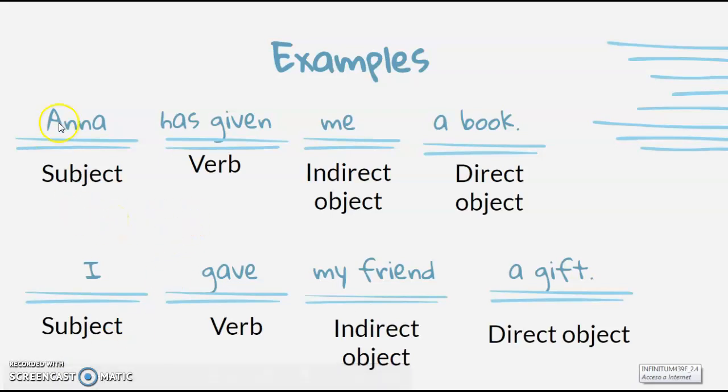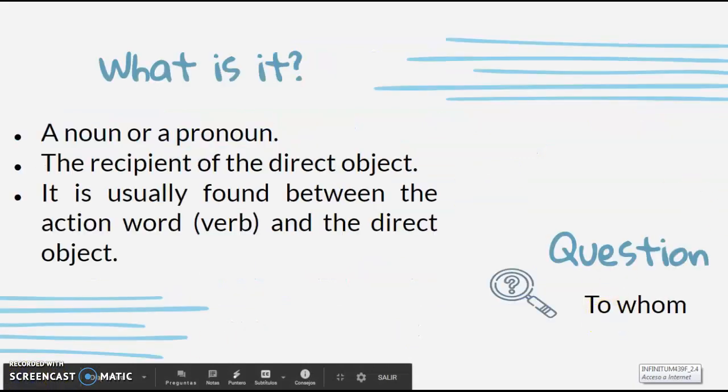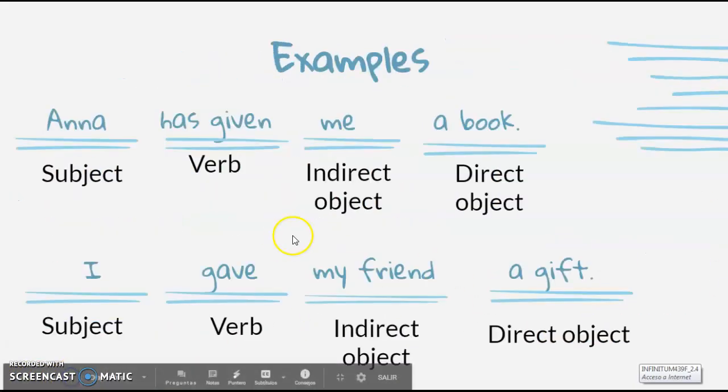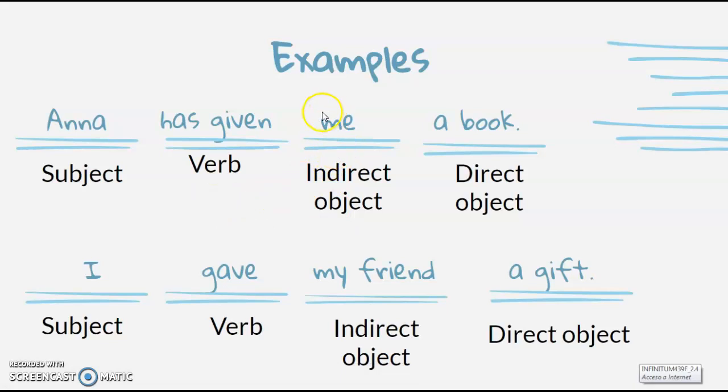Maybe the explanation was a bit complicated, but with the examples you're going to understand very fast. So let's say that we have this sentence. Anna has given me a book. My subject would be Anna. My verb would be has given, right? Remember present perfect? To find the direct object, I would ask the question, what has Anna given? Well, she has given a book. To find the indirect object, I would ask the question, and we have it right here, to whom? So I would ask, to whom has Anna given a book? What would be the answer? To me.